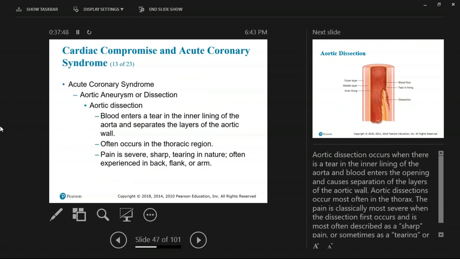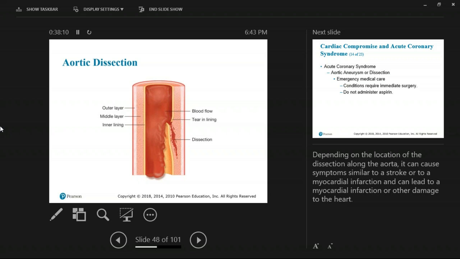So we call it a dissection, tearing in the layers of the vessel. And one thing about this pain, it's a 10 out of 10 right off the get-go, severe. Next, it's sharp, tearing in nature, often experienced in the back, flank, also or into the arms. So what it looks like, it's the blood flowing past it. Now they have a big chunk that's dissecting or breaking off.